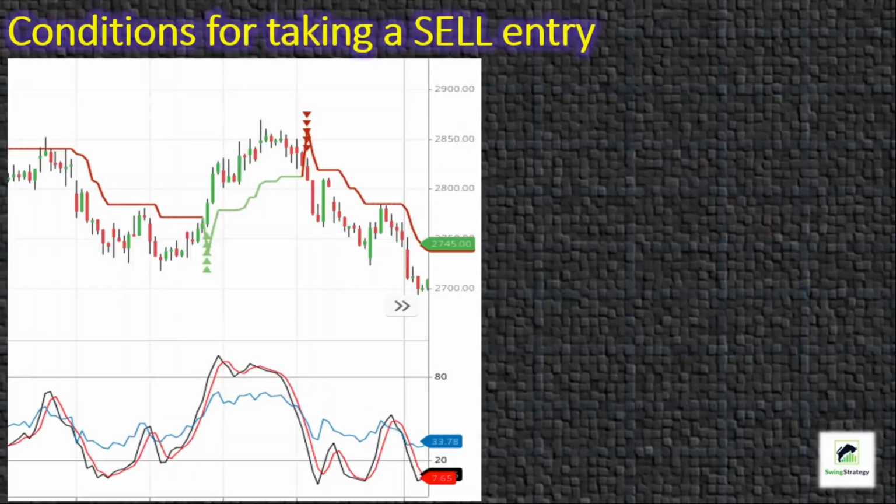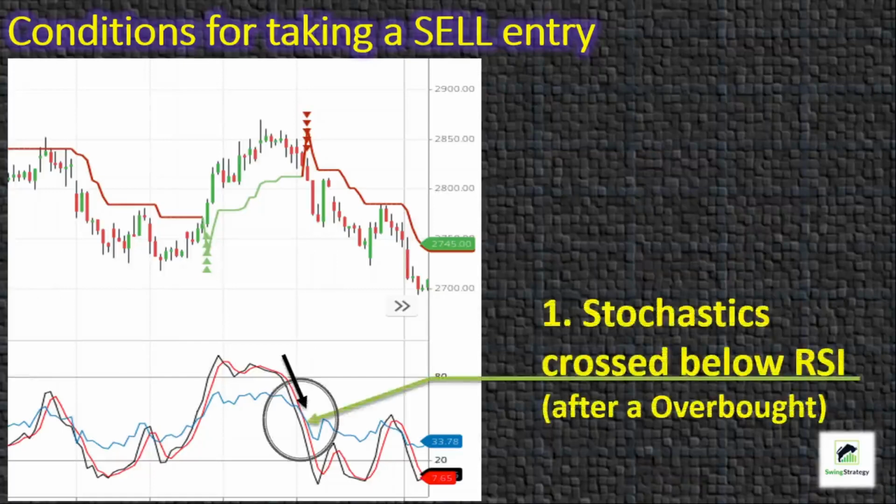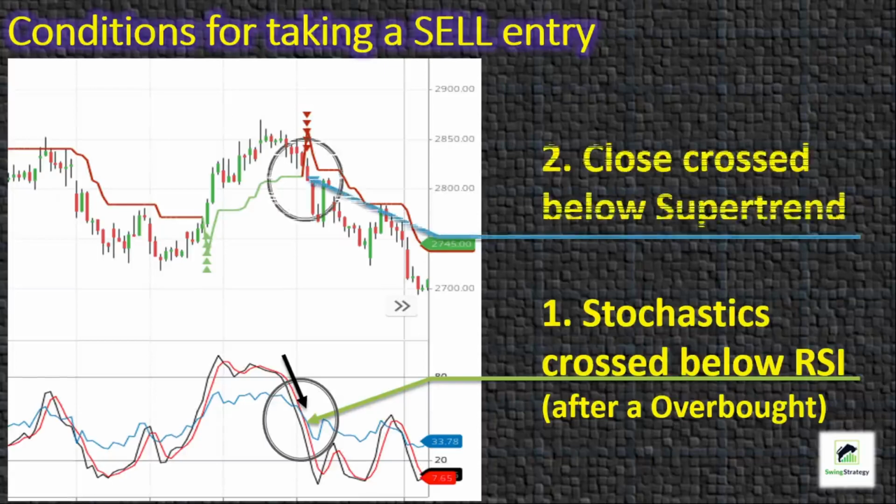Similarly, a sell entry or short position can be determined by using the following two conditions. Firstly, the stochastic's fast line crossing below the RSI line after an immediate overbought zone. Secondly, the price crossing below the super trend and indicates a bearish trend reversal. Wait for the completion of the current candle and take a sell entry.